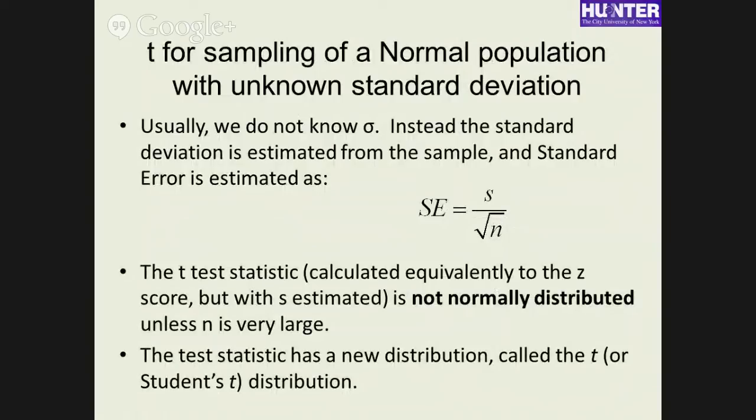So even if we have a normally distributed population, as we take small samples and calculate t using the equation on the previous page, the sample mean minus mu divided by the standard error, it's not going to be normally distributed unless n is very large. And I don't mean 30, I mean hundreds. It's not normally distributed, it's t-distributed.